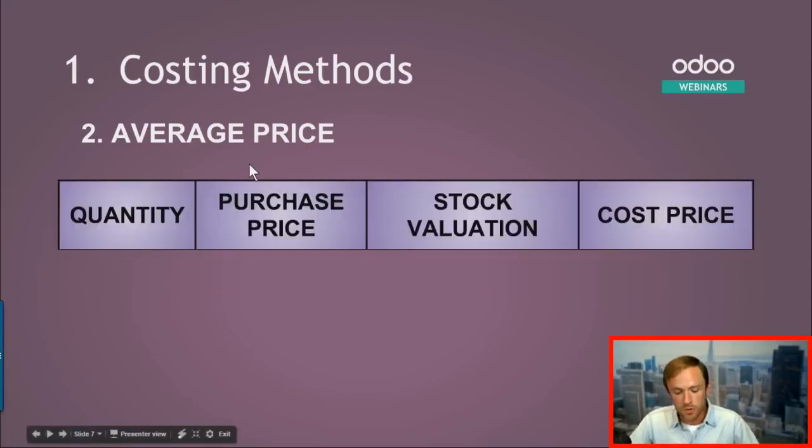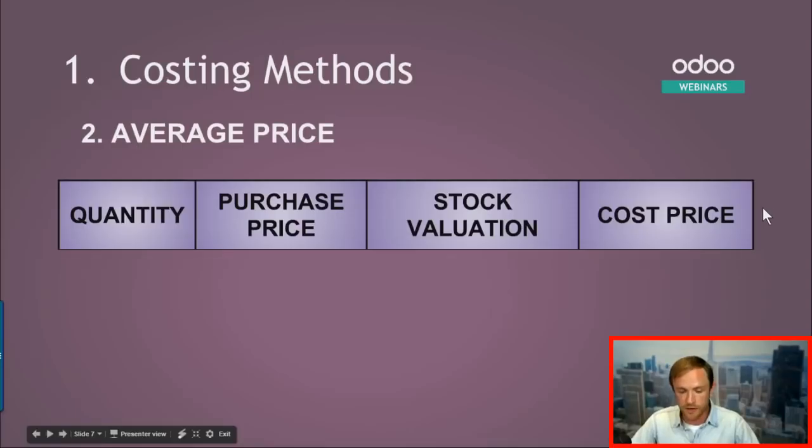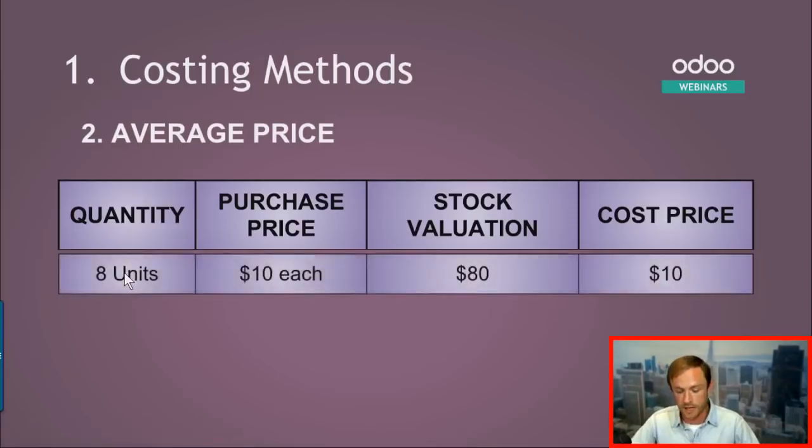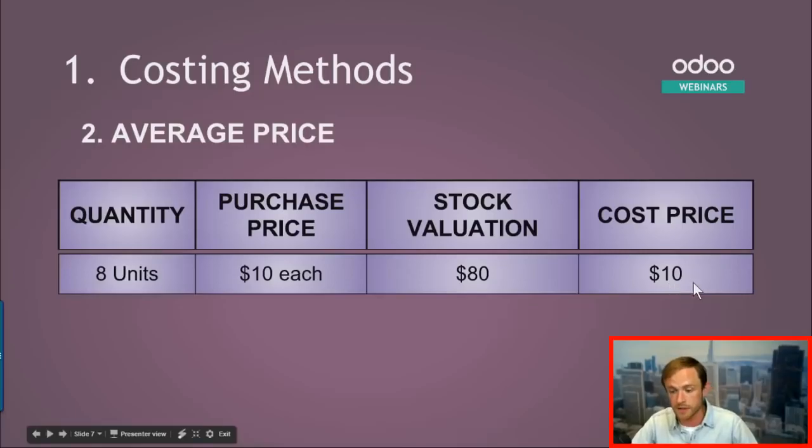Great. So here's an example. I'm going to outline this example on a slide first before we actually demonstrate in Odoo, because it does involve a minor amount of math, and I think it's good to point it out. If we first receive 8 units at a unit price of $10, and it matches the cost price of $10, stock valuation is going to be $80. It's just $80 total divided by 8 units, giving a cost price of $10.